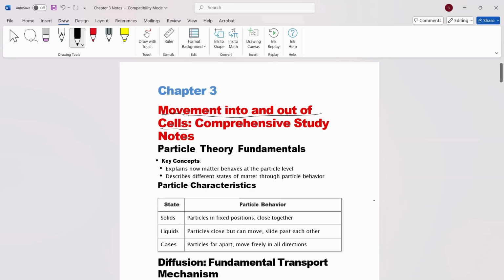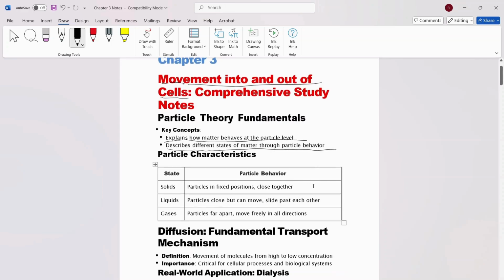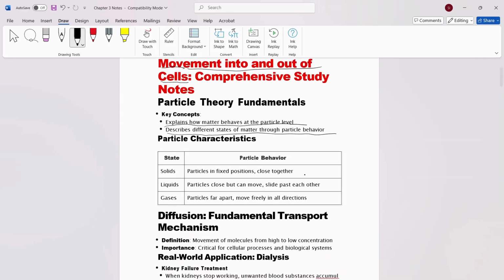Our main topic areas are that we need to learn how matter behaves at the particle level, and describe different states of matter through particle behavior. First, we need to understand what the particle characteristics are. So, we have three states of particles. Number 1 is solid, number 2 liquid, and number 3 is gases.